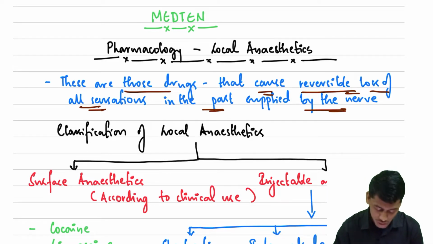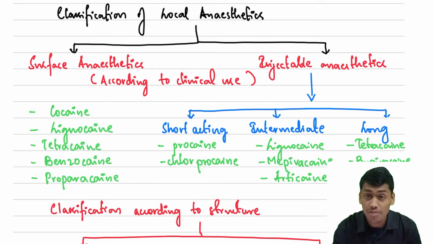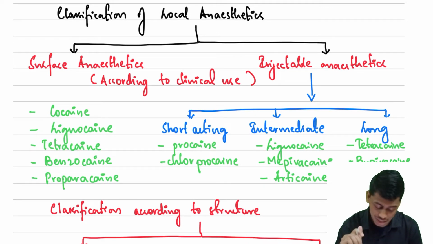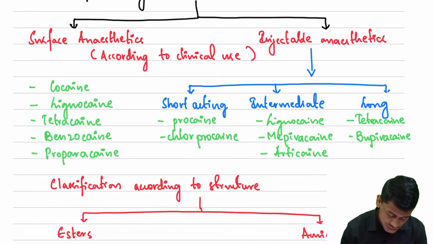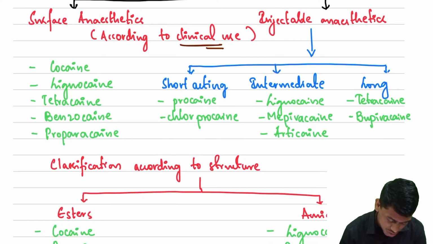Now let's look at the classifications of the local anesthetics. So we will classify them into surface anesthetics and injectable anesthetics. So what are the surface anesthetics? This classification is according to the clinical use. And what are the surface anesthetics we have? We have cocaine, lignocaine, tetracaine, benzocaine, and proparacaine.